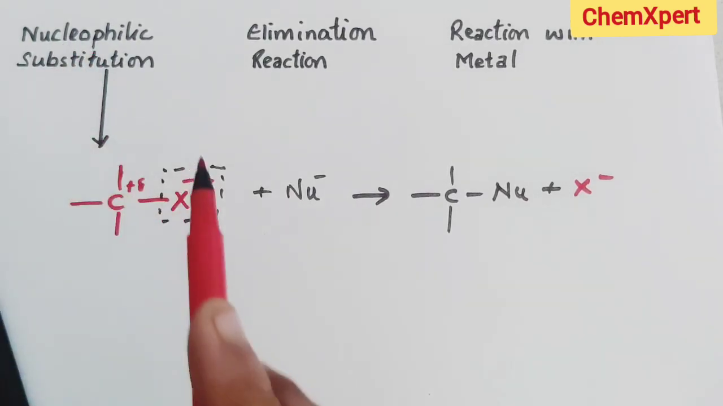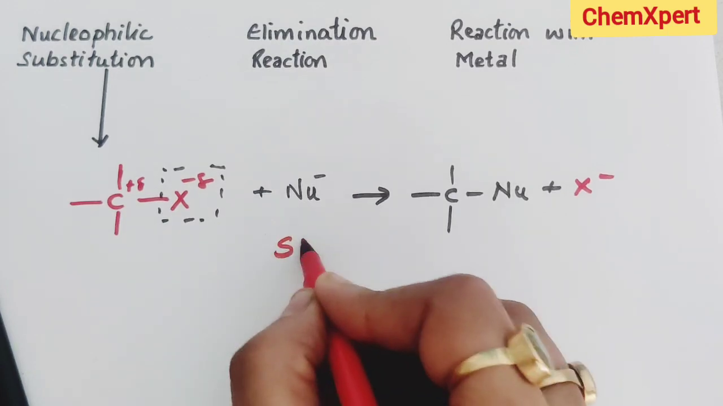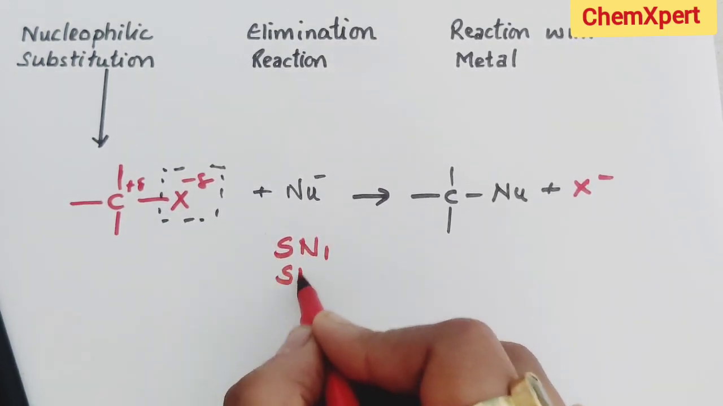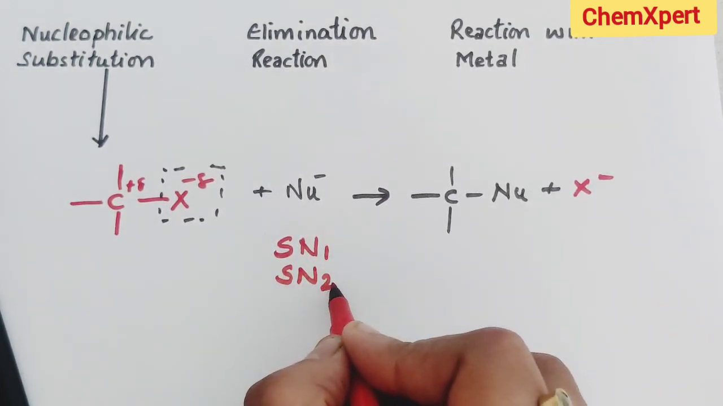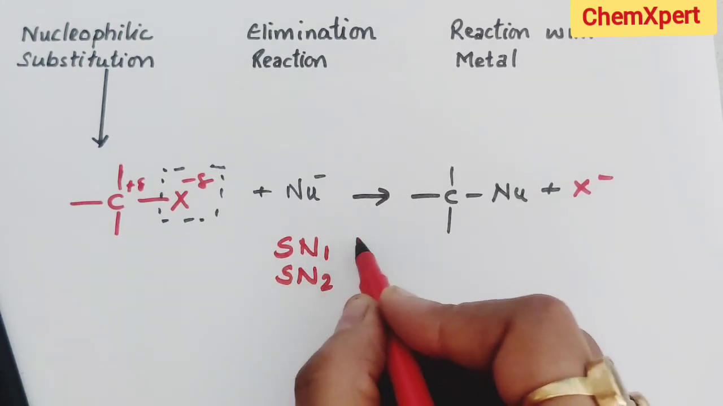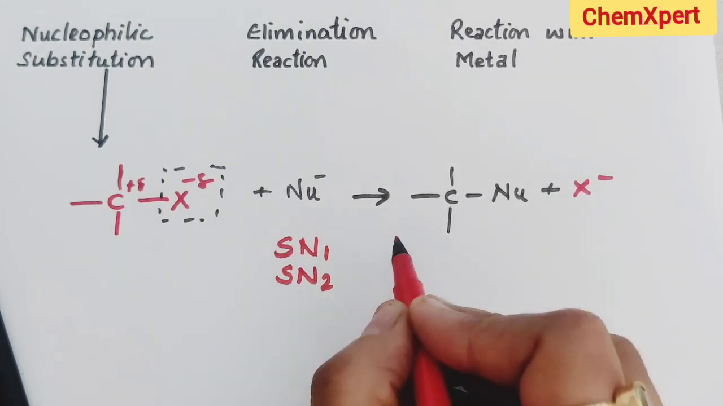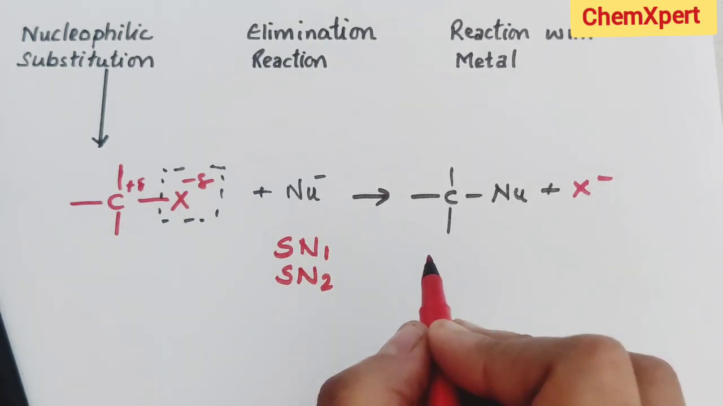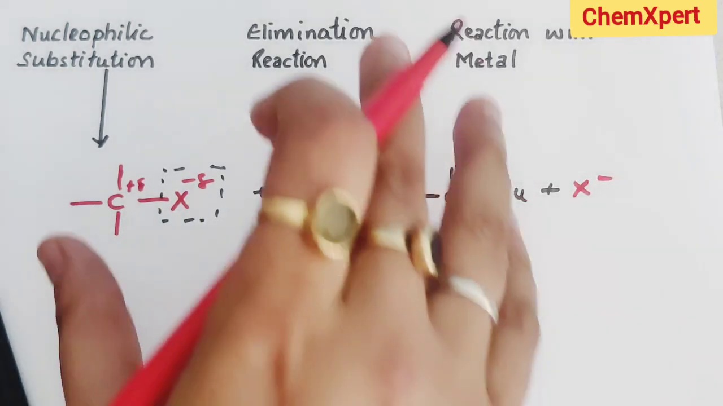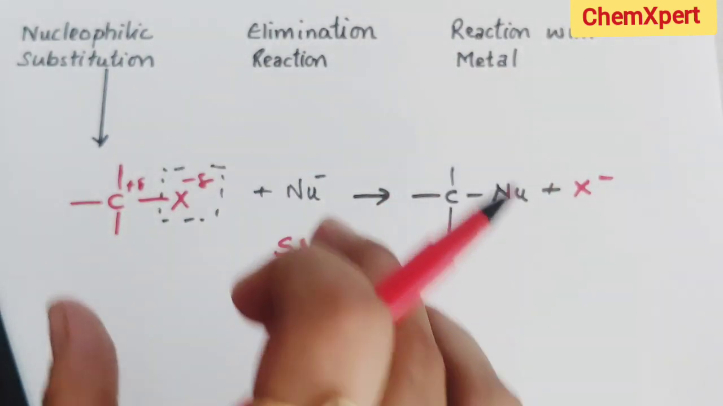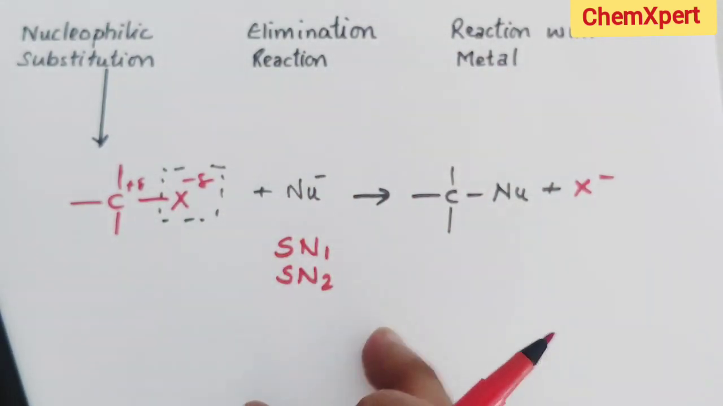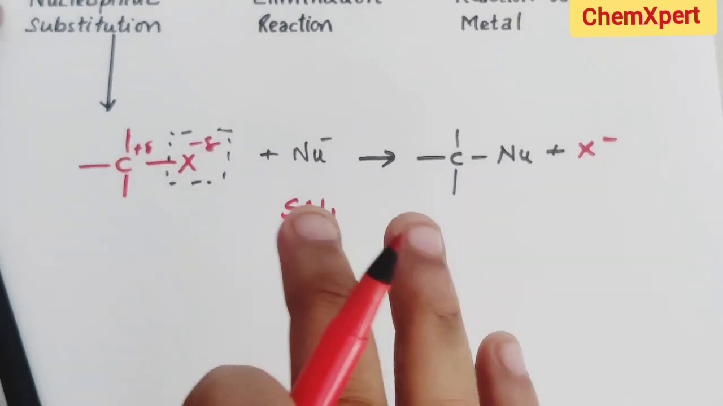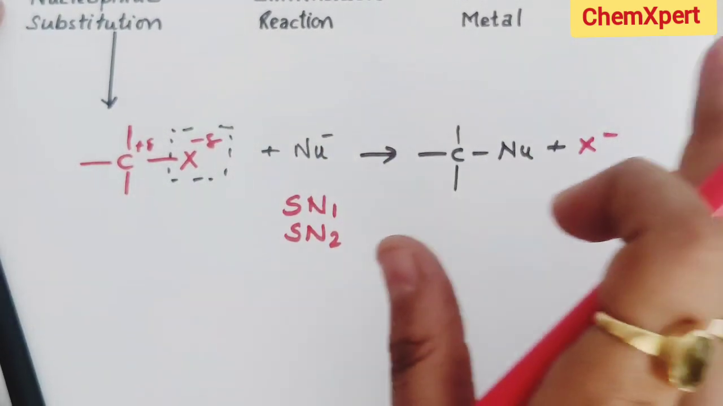So this involves two types of mechanism, SN1 and SN2, that is the unimolecular and the bimolecular reaction mechanisms, which I have discussed separately in another video, and the link of that video is posted in the description. You can kindly check it out after watching this complete video. But now we are only discussing the reactions, not the mechanism. I have just discussed the mechanism separately.